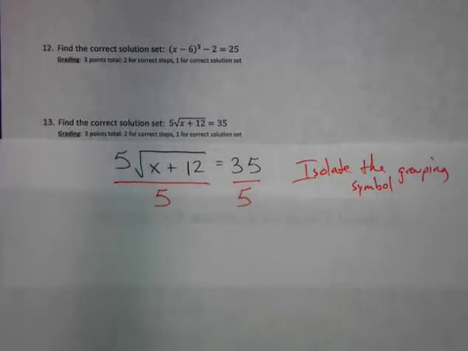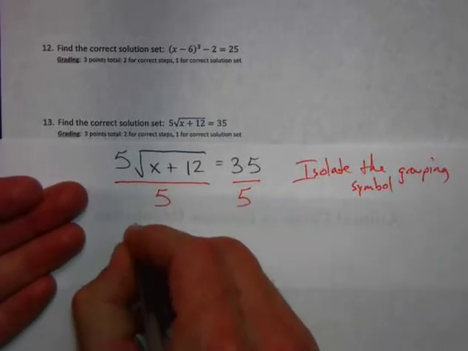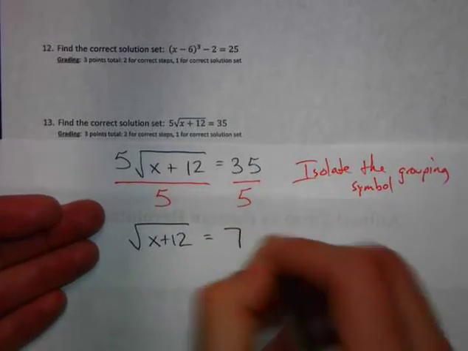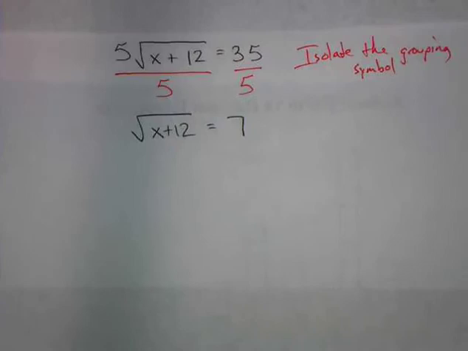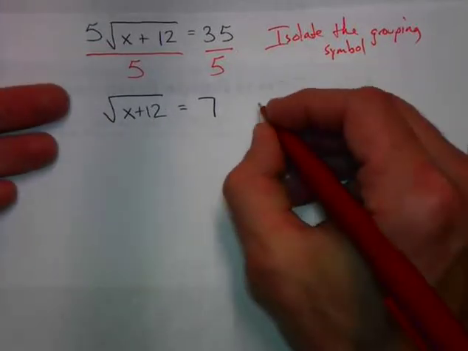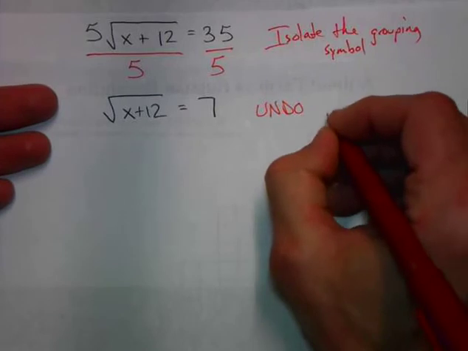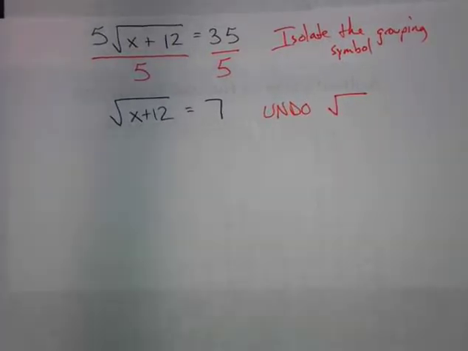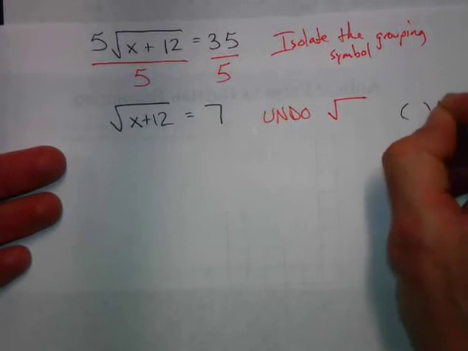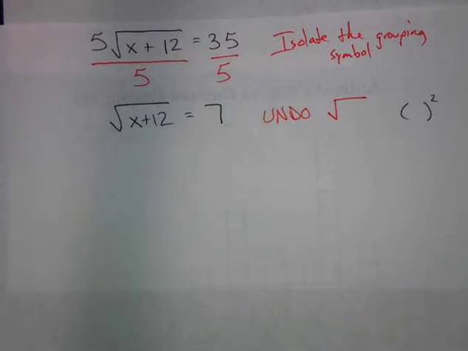And what will we have left? We will have left our grouping symbol. On the right-hand side, 35 divided by 5 is 7. So now we have isolated our grouping symbol. Now the goal is to undo the grouping symbol. So we have to undo a square root. And how do we undo a square root? By raising both sides to the second power. That will undo a square root.